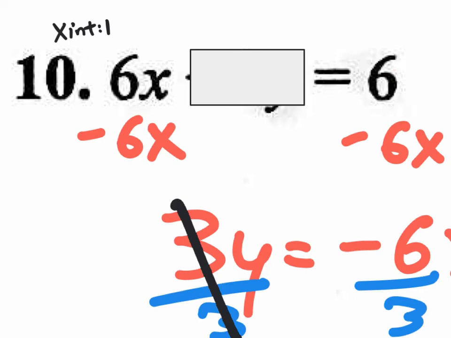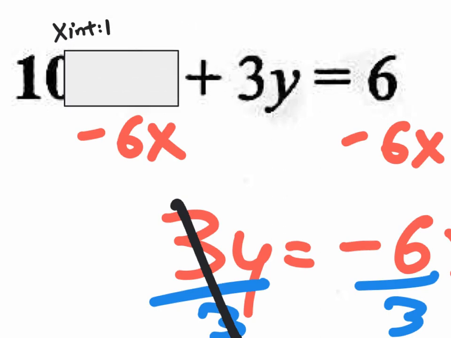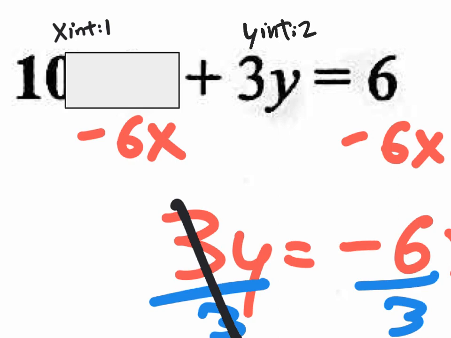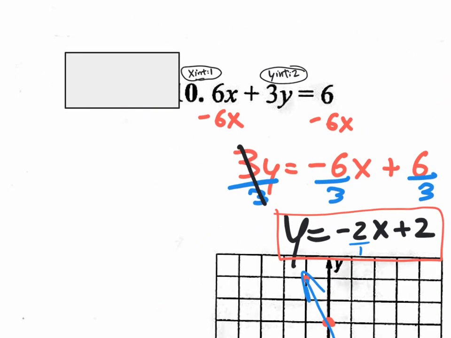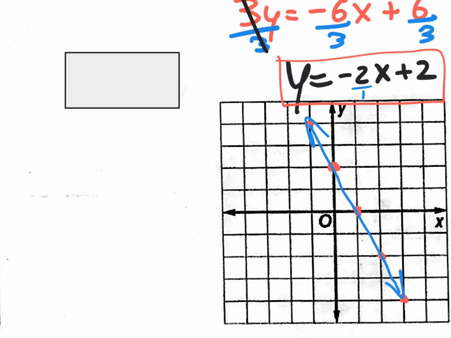Okay, now if you wanted to find your y-intercept value, you would cover up your x, and right here you would divide by 3, divide by 3, and your y-intercept would be 2. Y-int would be 2. So you know that it crosses your x-axis at 1, it crosses your y-axis at 2. So that's another way of graphing if you wanted to. You draw a line right through it.